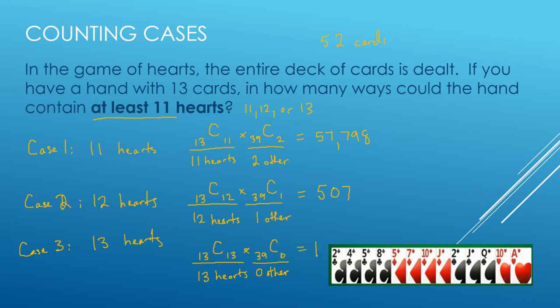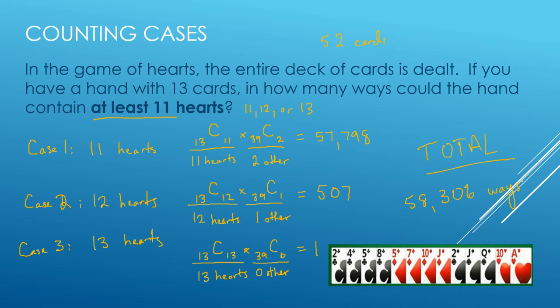You just get 1, which makes sense, right? There's only one way to get all 13 hearts. You just get all 13 hearts. And if you total those 3 up for a grand total, there's 58,306 ways to get at least 11 hearts.